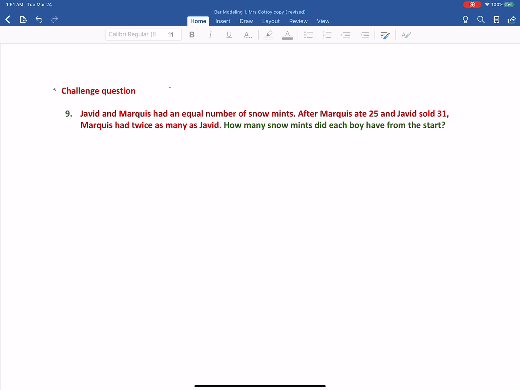Javid and Marquis had an equal number of snow mints. What does that mean? The same number. Marquis ate 25, so he got rid of 25. Javid sold 31. So he didn't eat them, but he still got rid of them. So 25 left Marquis and 31 left Javid. We're going to show that in a bar model right now.